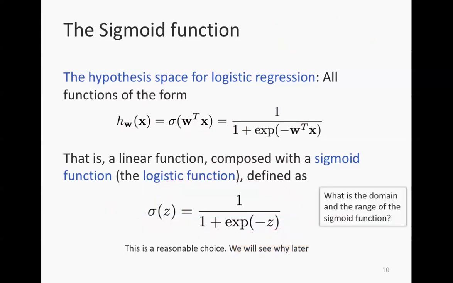But before we do anything, let's look at this particular sigmoid function. 1 over 1 plus e power minus z. What is its domain and range? What can the z be? Can z be infinite?